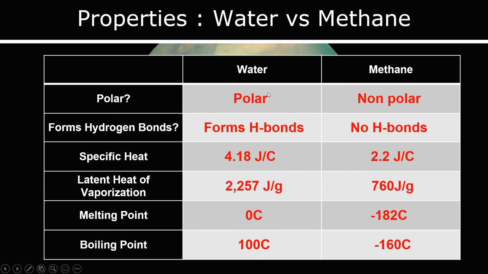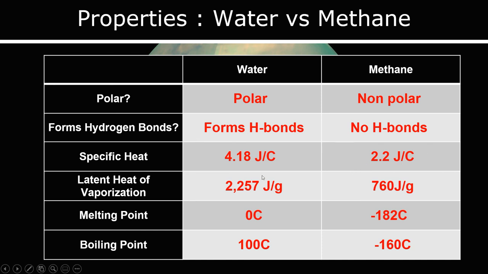So this is the last table because you do have to be able to compare water and methane. So water, remember, is polar because it has those distributions of positive and negative charges, whereas methane is nonpolar. Water forms hydrogen bonds, which is the basis for all of these other features, it makes it strong, there are no hydrogen bonds forming in methane. And so if you predicted that all these numbers were going to be lower for methane, you would be correct.